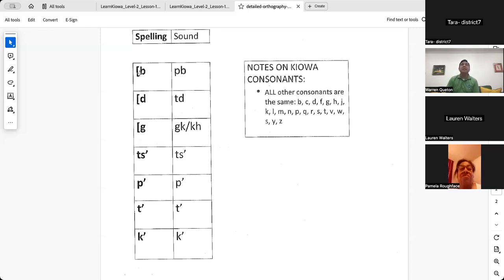And the same for the T, you really pop it. Almost like a TH sound. You say it like that.